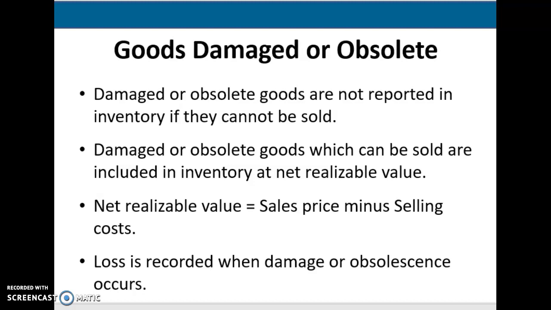Damaged or obsolete goods are not reported in inventory, so if we have something that we were using or selling that no longer has value, we remove it from our inventory. If it's damaged or has some resale value, we report it at net realizable value, which is what our anticipated sales price is minus any selling costs. Any losses that we have due to damage or obsolescence are recorded in our general journal and ledgers.